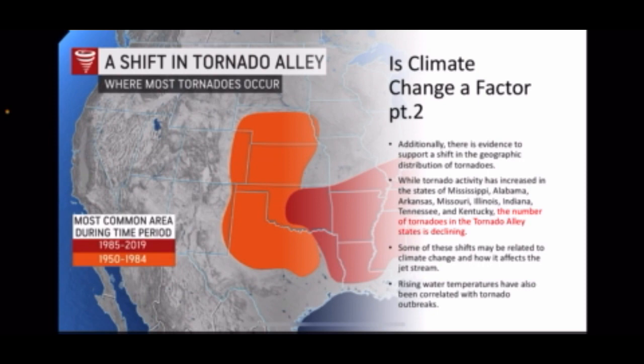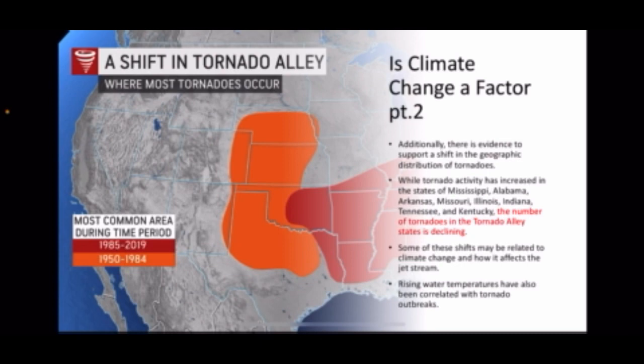Here is a screenshot on the left side, which shows a shift in Tornado Alley, which is where most of the tornadoes occur. You can see that in 1985 to 2019, highlighted in red, it shifted more towards the east. And from 1950 to 1984, which is in orange, it's more westward.